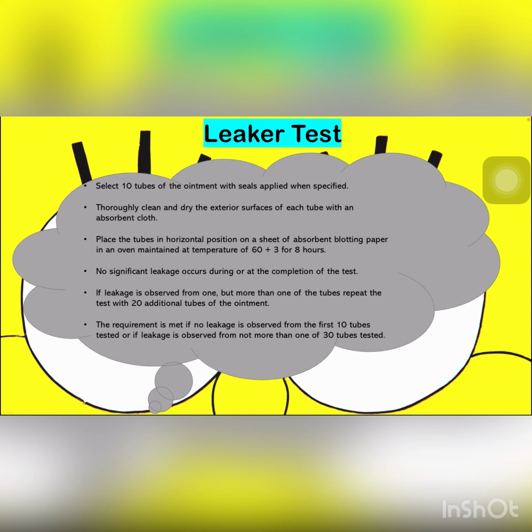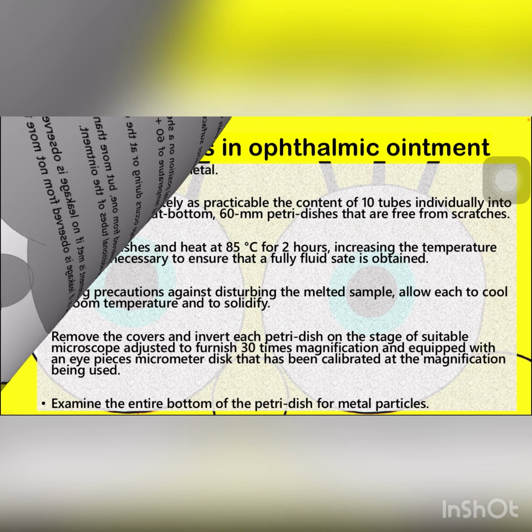If leakage is observed from one but not more than one of the tubes, repeat the test with 20 additional tubes of the ointment. Last, the requirement is met if no leakage is observed from the first 10 tubes tested, or if leakage is observed from not more than one of the 30 tubes tested.